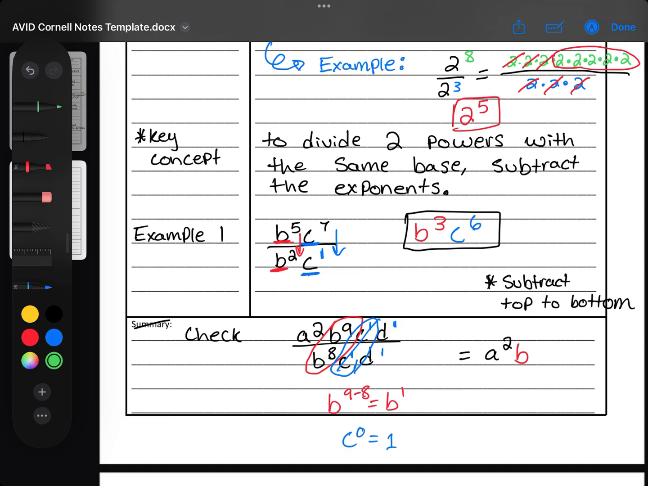Same thing with the d. You have d to the first power, so d to the 1 minus 1 is d to the 0. So it's gone, all right? So your final answer here is going to be a squared b, okay? So that is your answer. Remember, you don't write to the first power, so that's not going to be in your final answer.